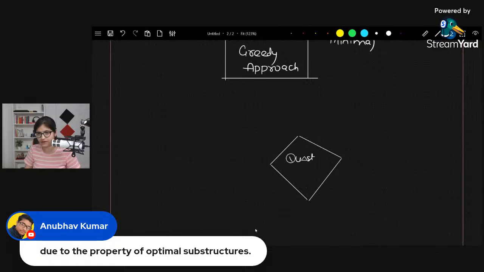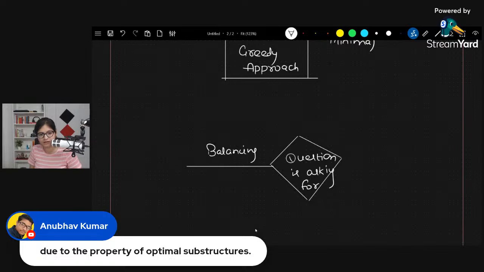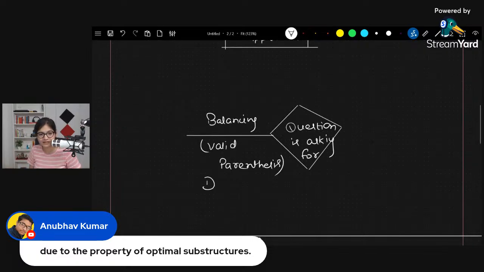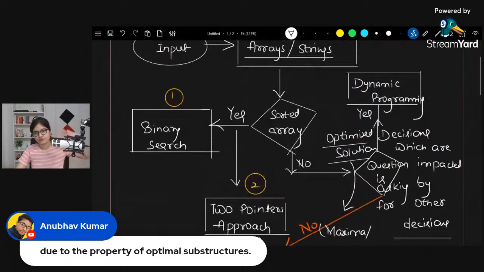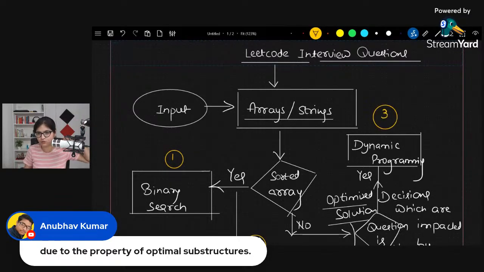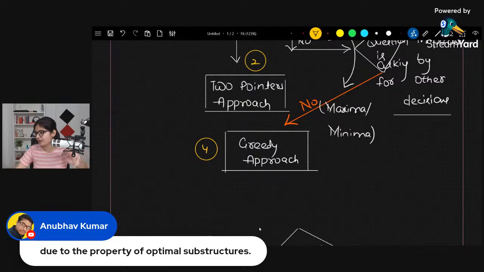Now, let's move ahead. If the question is asking for balancing something, for example whether the parentheses are valid or not, there is a very famous question of valid parentheses, or you need to find the distance between elements, which particular data structure will you use? So far we have four important things: third is DP, which you should be aware of, and the fourth concept is greedy.